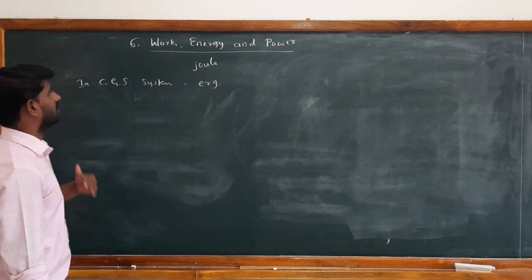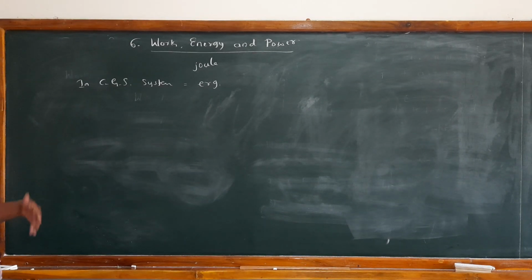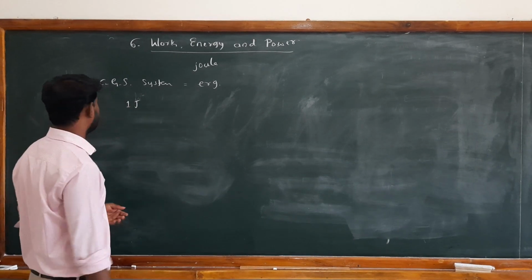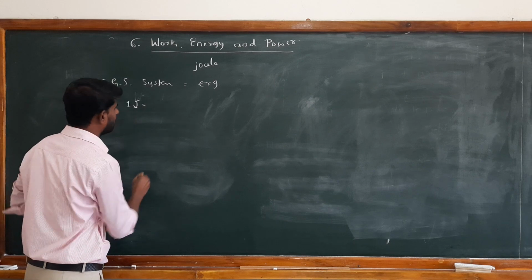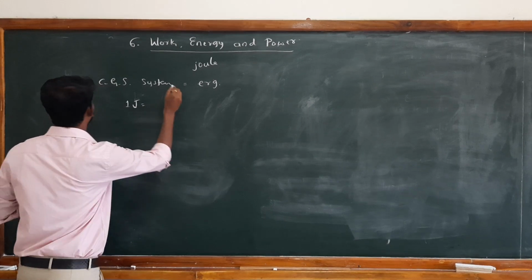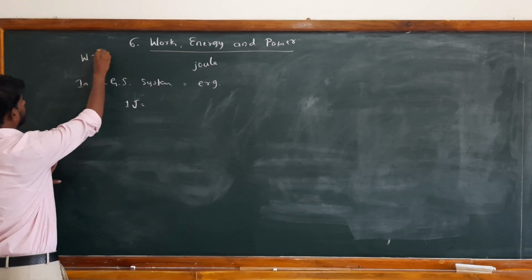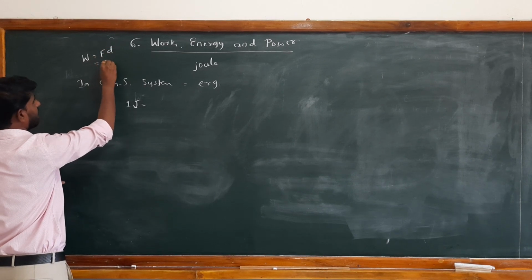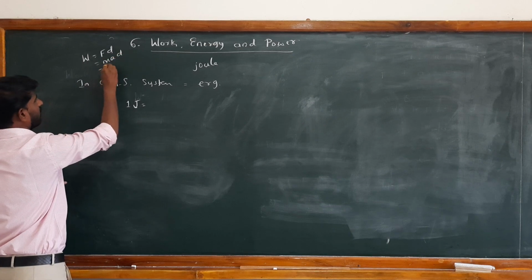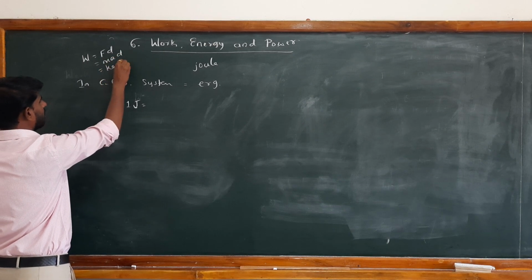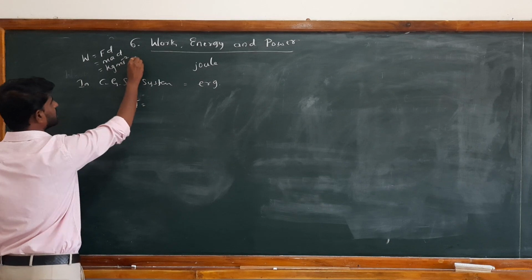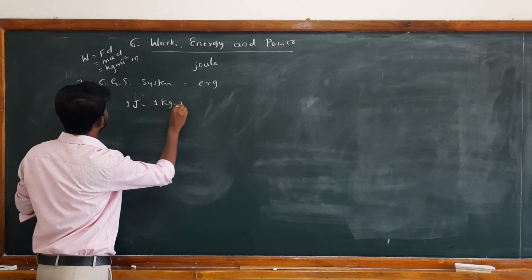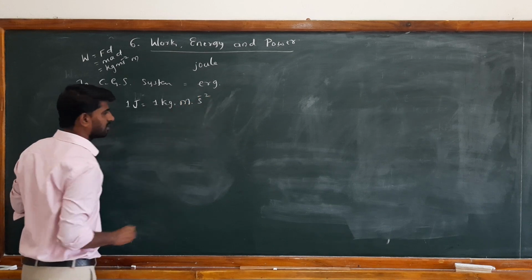How to convert the SI system into erg? I want to write 1 joule equal to how many ergs. We know W is equal to force into displacement. For the force, I will write MA into displacement. For M, this is kg. For acceleration, meter per second square. For the displacement, this is one more meter. So I will write 1 kg meter per second square into meter.